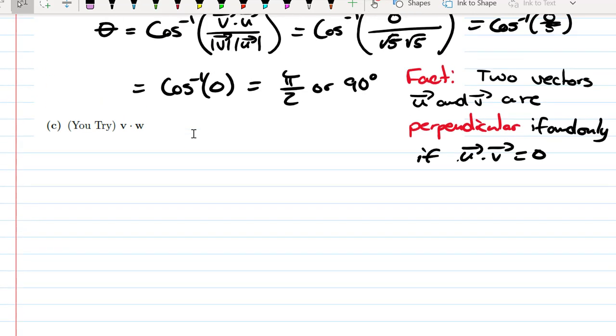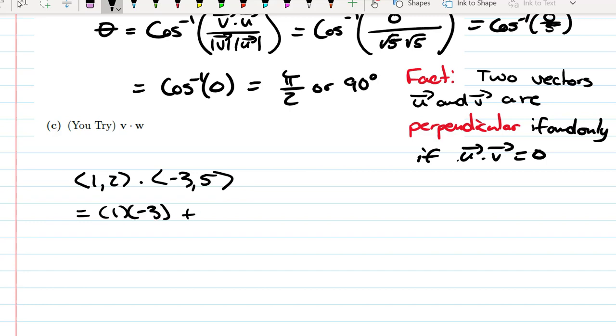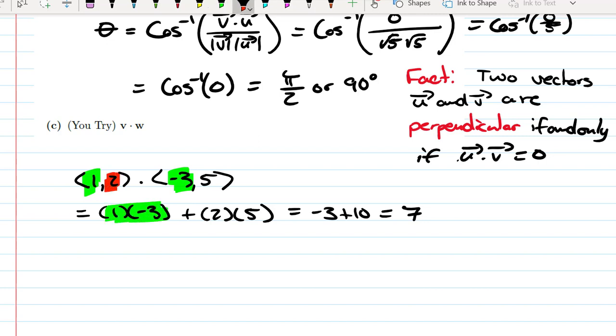All right, so now we're at a u try. So let's have you guys go ahead and find v dot w. All right, so to calculate v dot w, we're going to do v is 1 comma 2 dotted with w, which is -3 and 5. So that's going to give us 1 times -3 plus 2 times +5, which is -3 plus 10, which will give us 7. So when we do our dot product, we're really just multiplying the components that are the same together. So the first components together, the second components together, and then adding all of those up. And that gives us our -3 plus 10, which is 7.